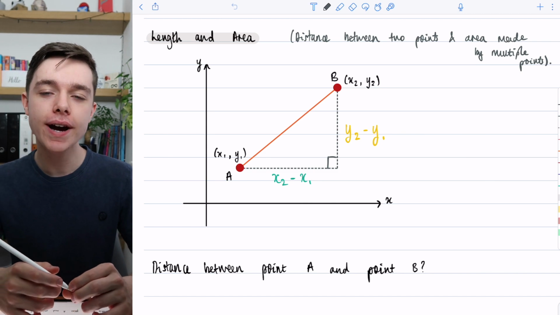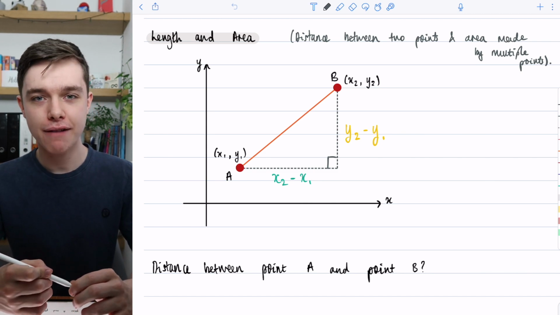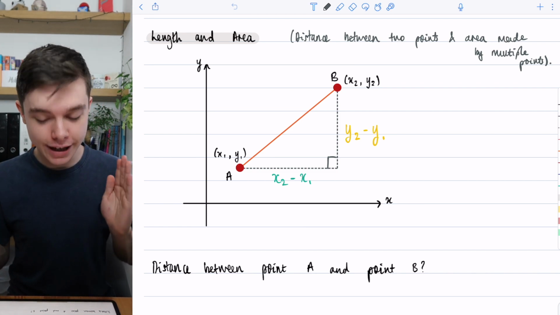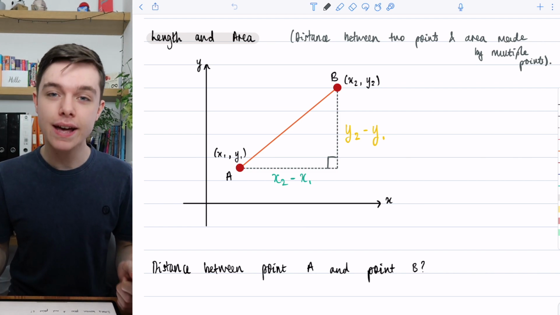In this video, we're going to have a look at length and area. Now, before we do any maths, I want to just dissect what the title means. I've written it down in grey.